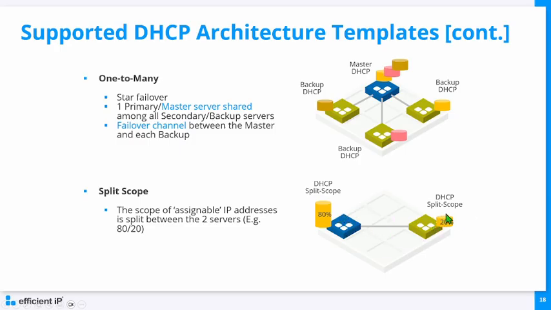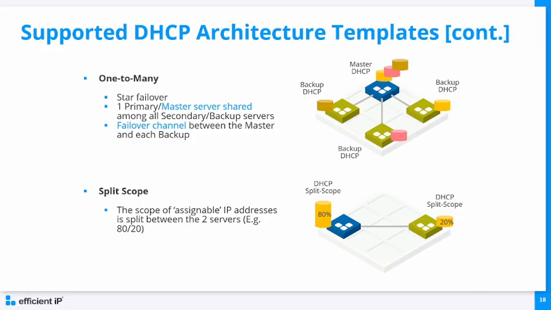20% of the IP addresses will be offered by one DHCP server, and 80% will be offered by another DHCP server. So basically, you set up two independent DHCP servers and offer different ranges of IP in the same subnet.